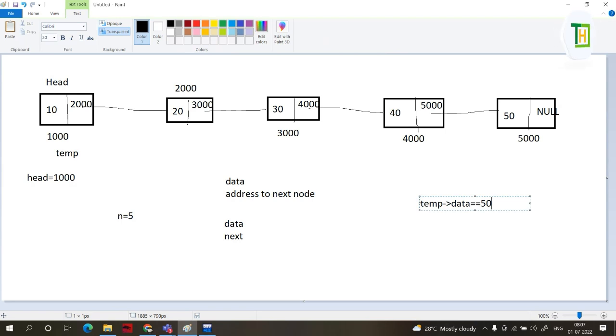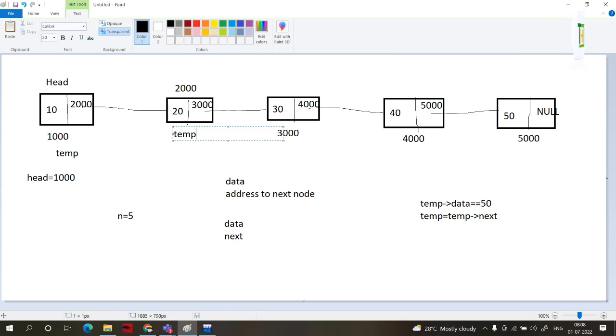No. Then temp, we have to move to the next node, right? That's why I'm going to write temp = temp.next. What is temp.next? That is 2000, and temp is now 2000. Then temp is moving into the next node.